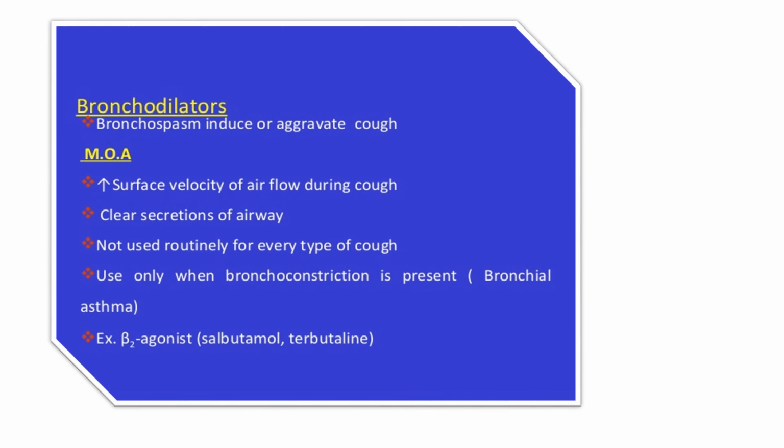So the mechanism of action will be increasing the linear velocity of airflow through the airway during cough and clearing the secretion of the airway. This is not used routinely for every type of cough, and it is only used when there is bronchospasm, usually when there is bronchial asthma. Especially the agents used are beta-2 agonists. I hope you remember beta-2 agonists, salbutamol and terbutaline. Under the adrenergic chapter we have studied beta-2 agonists, salbutamol and terbutaline. Okay.